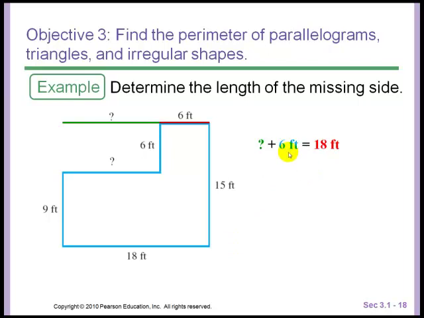Solve this like you would solve any equation, subtract 6 from both sides, and we get that the unknown side is 12 feet. This has to be 12 feet, because 12 feet plus 6 feet would give us the 18 feet.